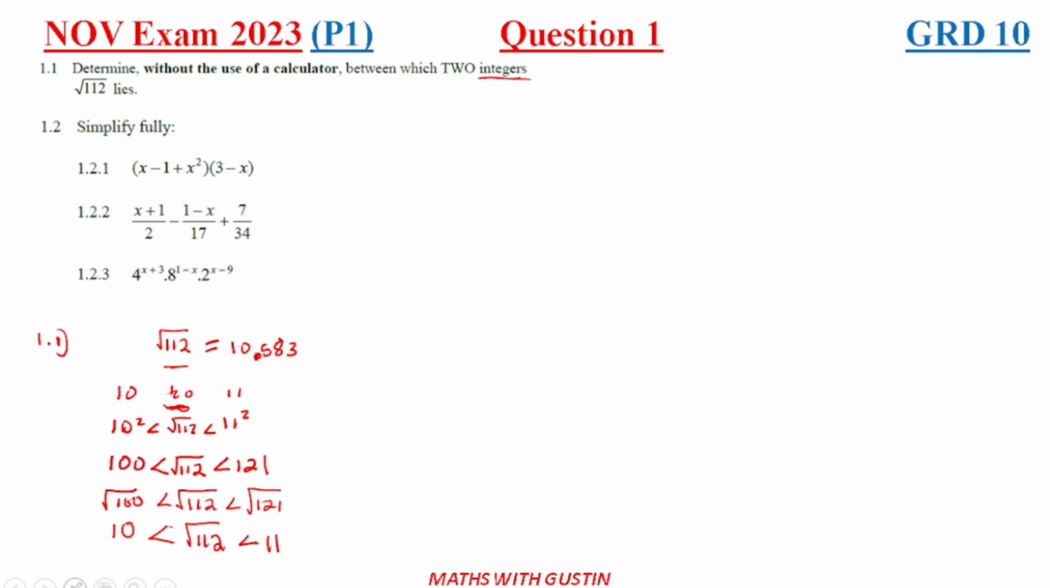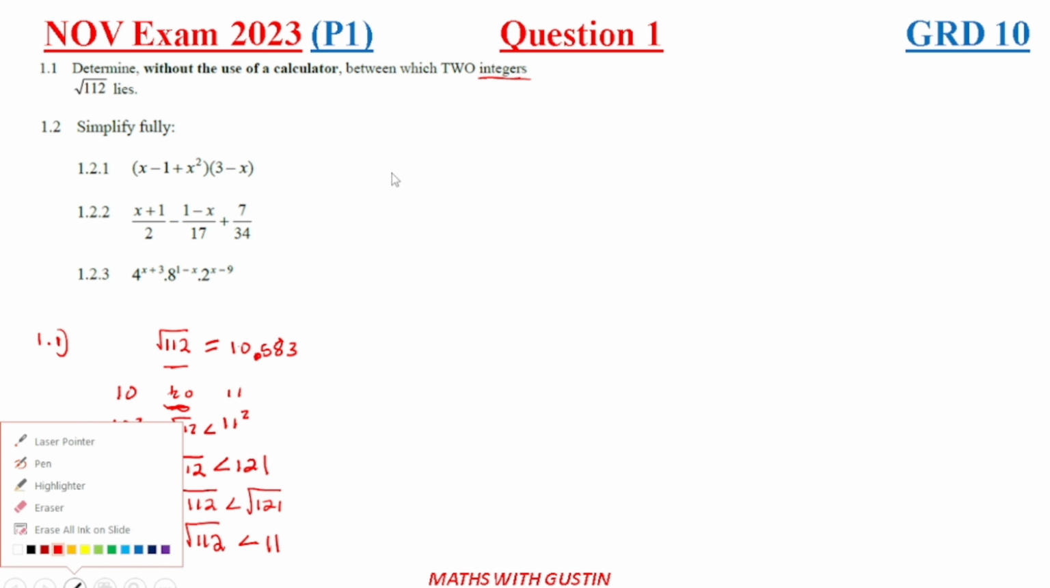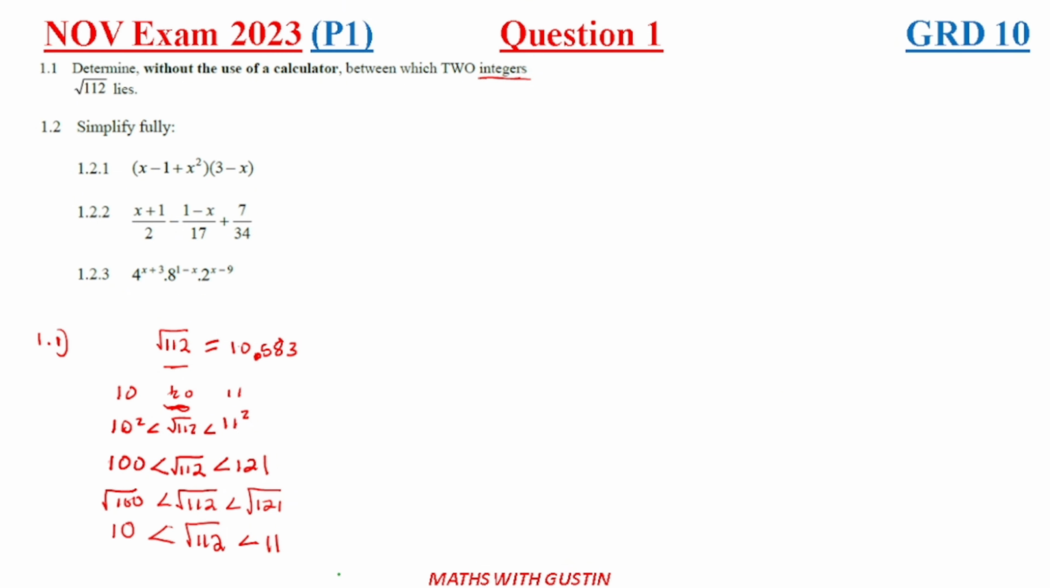All right, 1.2 says simplify fully. So they want us to simplify here at 1.2. Let me look for a different color and then we're going to simplify further. We've got 1.2.1, and in this case it is (x minus 1) plus x squared, close bracket, (3 minus x).